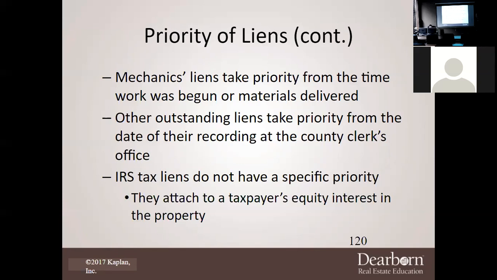Okay. The IRS tax liens do not have a specific priority. They attach to a taxpayer's equity interest in the property. So there can be times that Mr. Travis may have a tax lien, but also may owe back taxes to the IRS. So the tax man gets theirs, and then whoop, the IRS gets the rest. Okay.